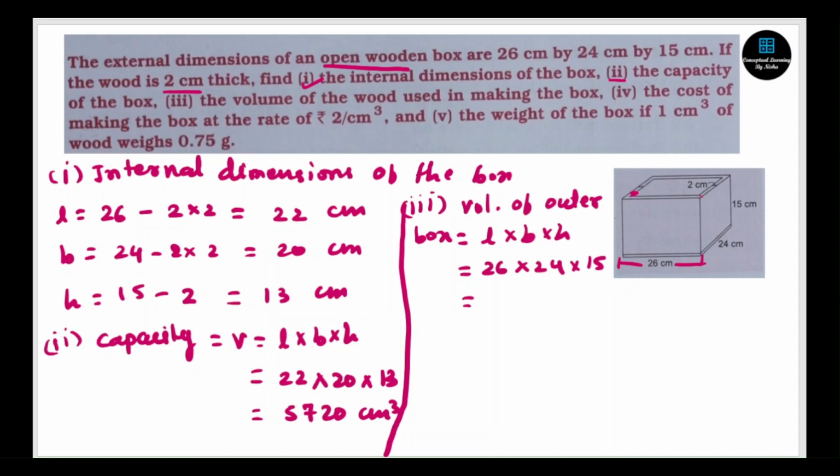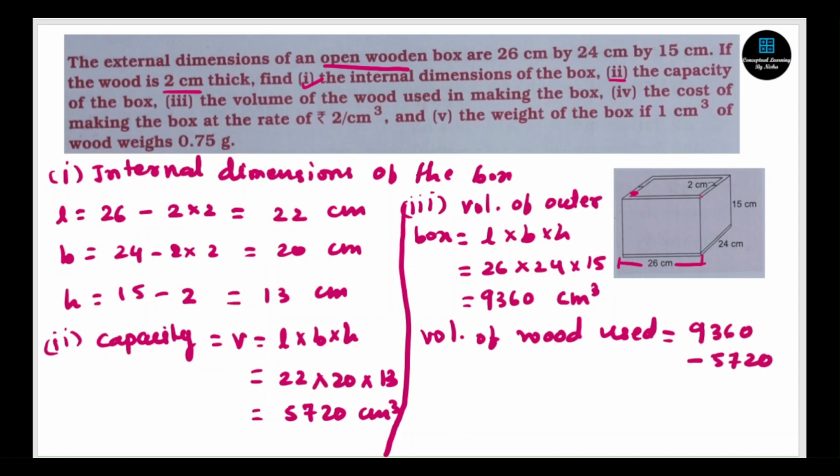So we'll get 9360 centimeter cube. Now the volume of the wood used, right? So volume of the wood used equals 9360 minus 5720. So when you take the difference of this, you get 3640 centimeter cube. So we got the third answer for this. Alright.